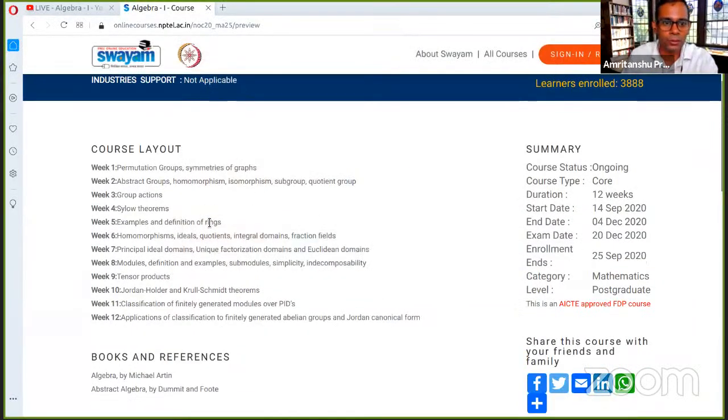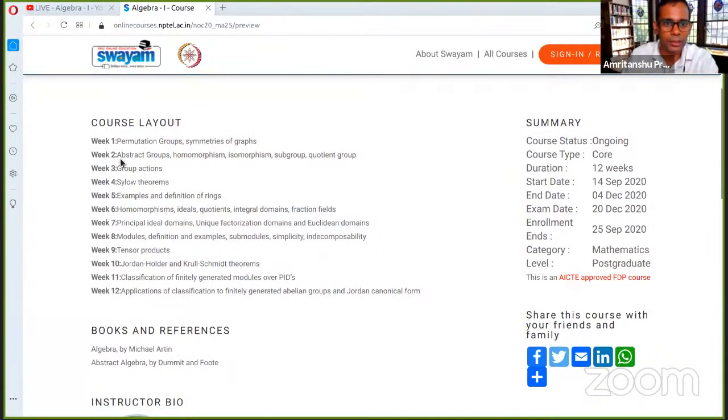If you go to the portal, the course layout has permutation groups, symmetries of graphs, abstract groups, group actions, Sylow theorems. So pretty much everything has been covered, except perhaps what we had promised: Jordan-Hölder and Krull-Schmidt theorems, and maybe some amount of tensor products. These will be covered in Algebra 2. Vishwanath, I hope I got that right? Yeah, that's right. So we leave out the Jordan-Hölder and Krull-Schmidt theorems. There's a little bit on tensors; I have one long lecture on tensors, so that's there.